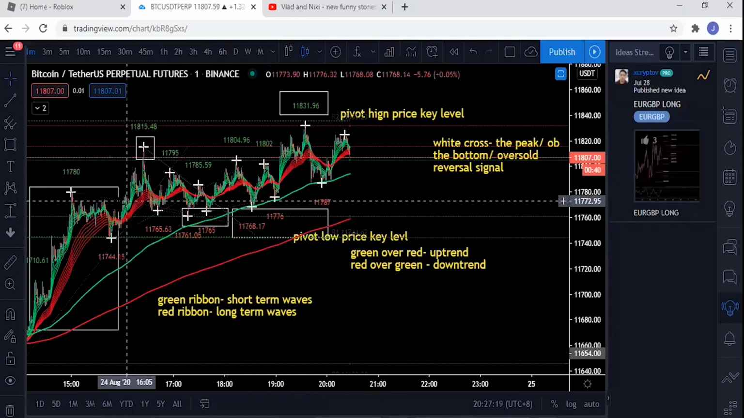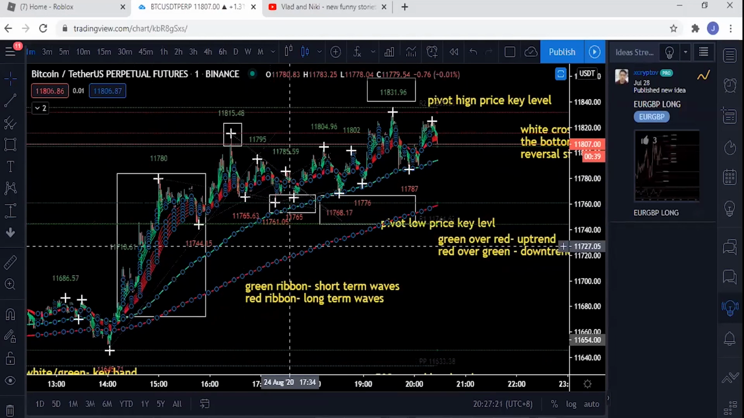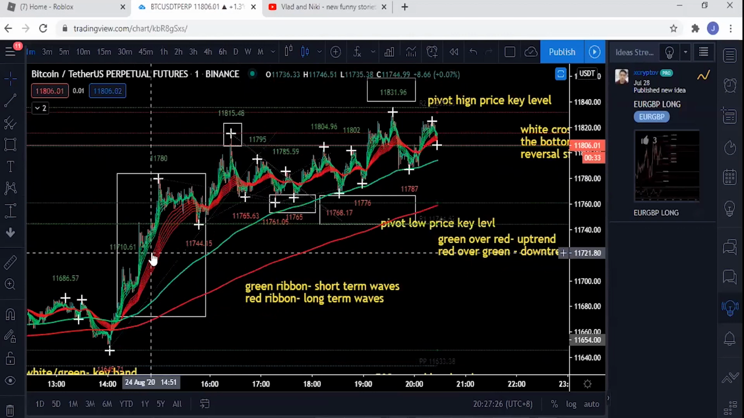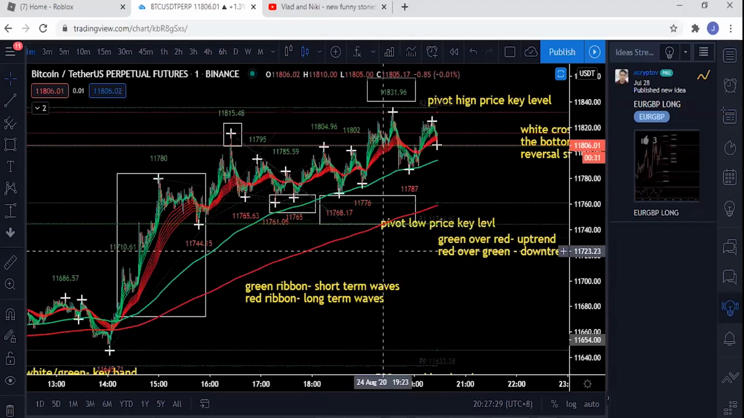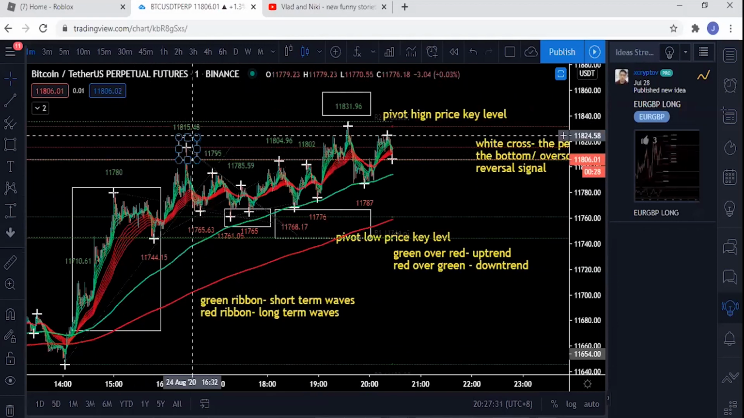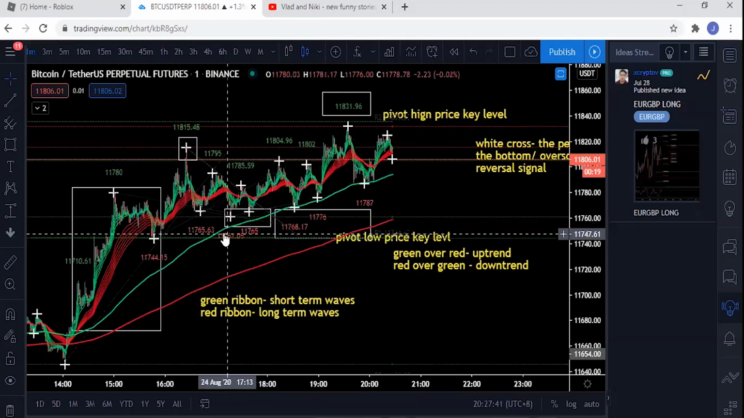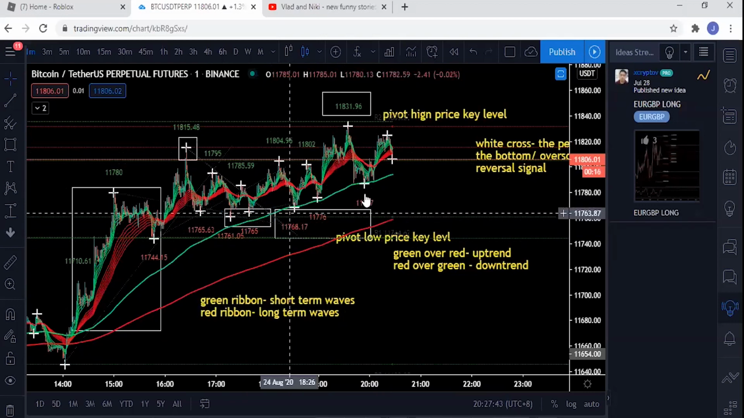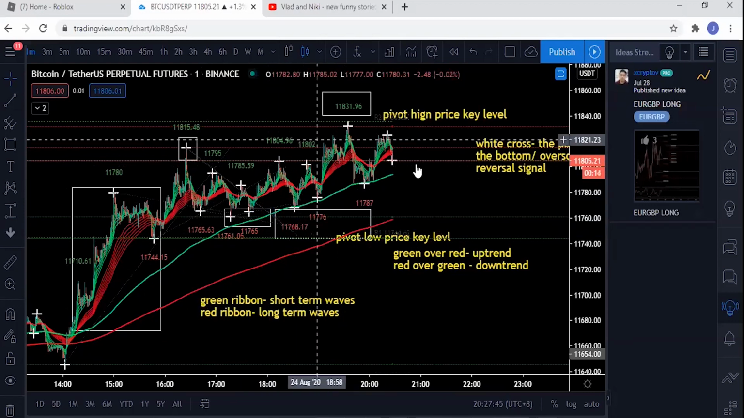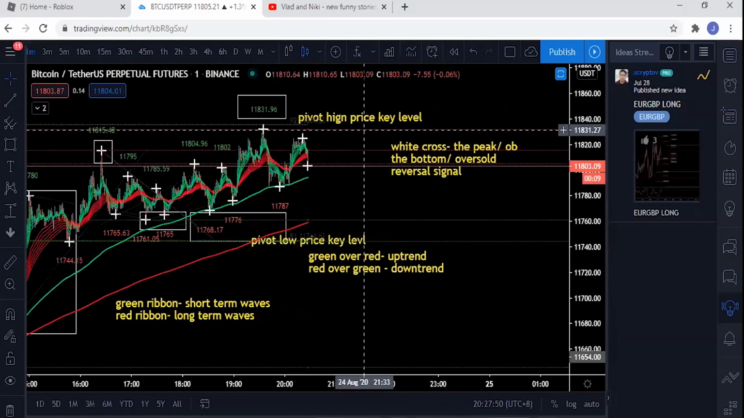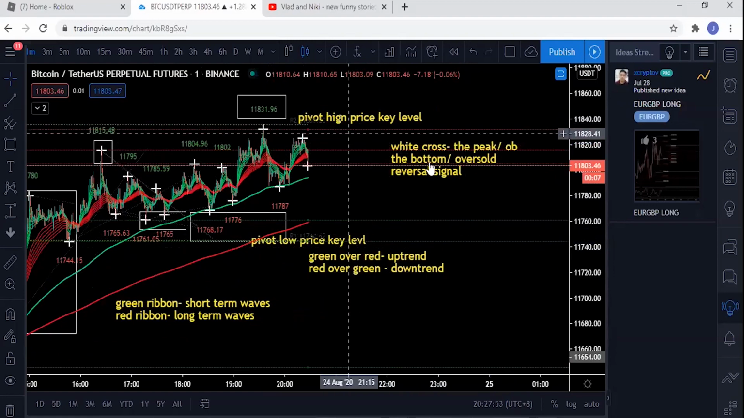Next is our waves or our ribbon. Green ribbon indicates short-term waves and red ribbon indicates long-term waves. What else? This white cross is the peak or the bottom of our overbought and oversold area. What else? The prices, the pivot low price key level and the pivot high price key level. We also have, as you can notice, lots of lines you can see.